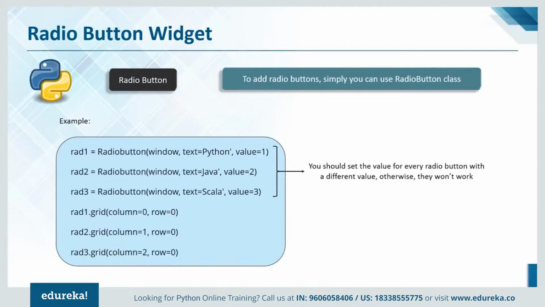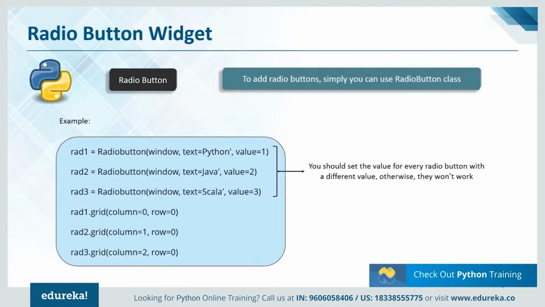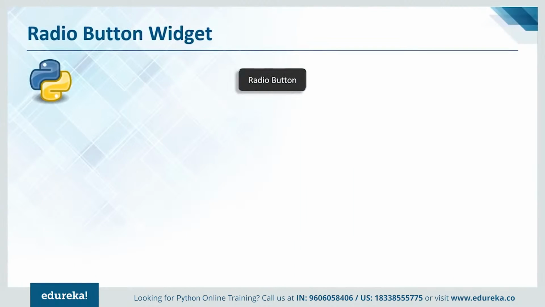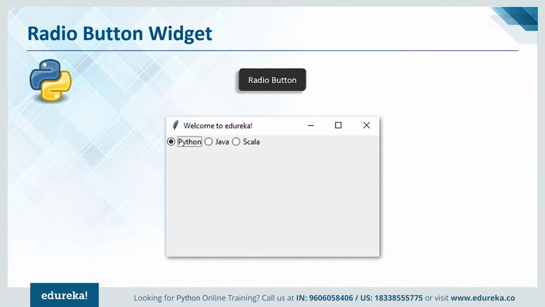So it is to be noted that a unique value is used to address the radio buttons. So the value should be unique, but the text can be the same, however. Here, we have considered Python, Java, and Scala, right? It can be whatever you want. And again, the grid function is used to place it on the window. So check out the example here to understand how we have used the radio button and used more than one grid function at a time, right?